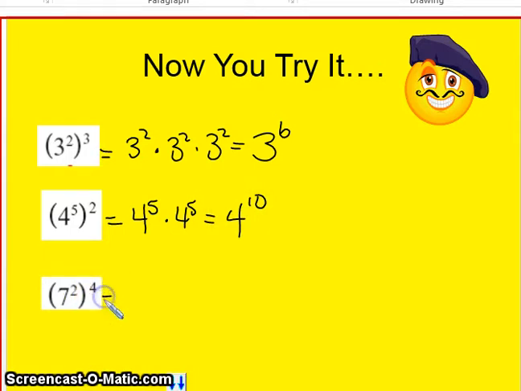And finally, we have 7 squared to the 4th power. That means we are taking 7 squared and multiplying it 4 times. So it's 7 squared times 7 squared times 7 squared times 7 squared. Now our like base all the way across here is 7, and we can add the exponents. 2 plus 2 is 4, plus 2 is 6, plus 2 is 8. So that's the same as 7 to the 8th power.